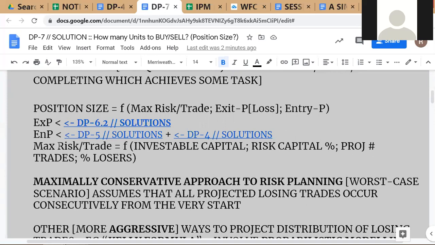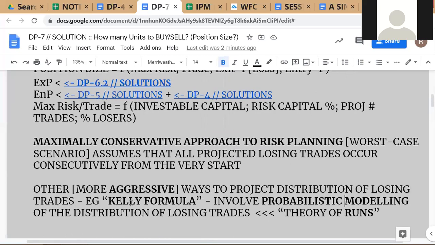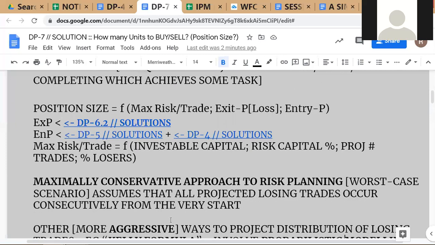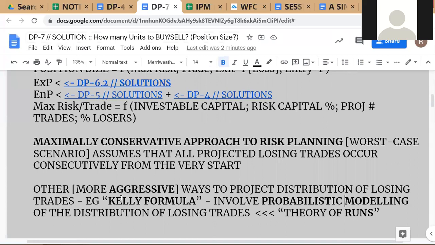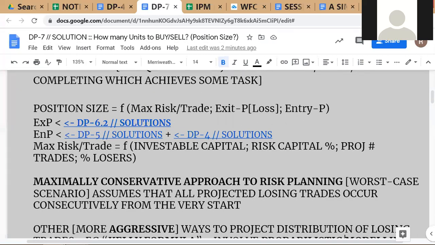Okay. So once you know the maximum risk per trade, and you know the entry and exit prices, then you can figure out your position size. So all this stuff like the Kelly formula, etc., these are actually meant to solve the problem of position size, which is your DP7, which is what you're doing right now. So the Kelly formula, etc., comes into play when discussing position size.